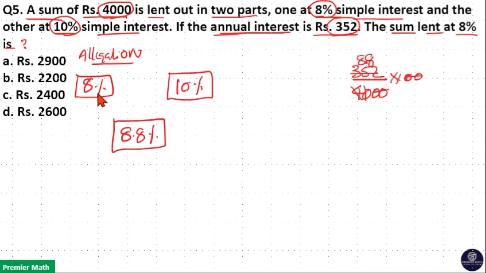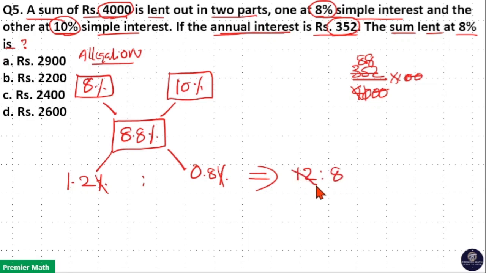Now this 8% and 10% constitute this 8.8%. Now take the difference between 8 and 8.8%, which is equal to 0.8%. Now take the difference between 10 and 8.8%, which is equal to 1.2%. This is the ratio of money lent at 8% and 10% respectively. Percentage cancel, point and point cancel, remaining is 12 is to 8. Now 4 goes 3 times in 12, 4 goes 2 times in 8. That means 3 is to 2 is the ratio of sum of money lent at 8% and 10% respectively.